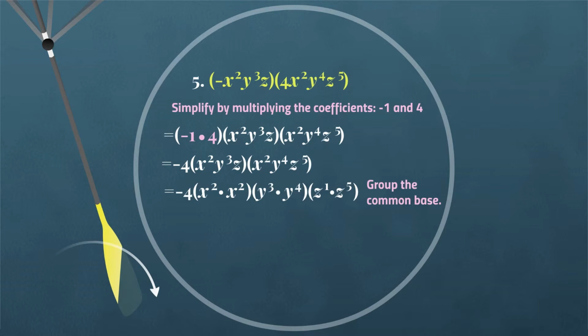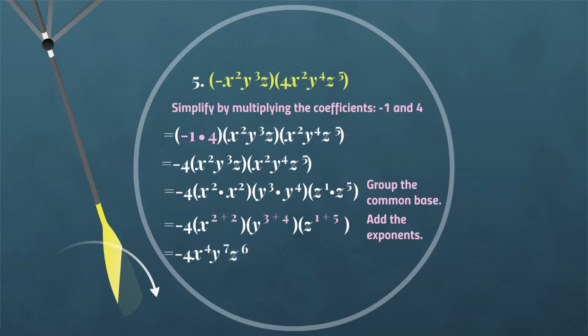We will still follow the same procedure. Add the exponents, and the expression will become negative 4 times the quantity of x to the 2 plus 2, y to the 3 plus 4, and z to the 1 plus 5. After adding the exponents of the powers with the same bases, we get the final answer, which is negative 4 x to the 4, y to the 7, z to the 6. Thus, negative x squared y cubed z times 4x squared y to the 4 z to the 5 is equal to negative 4 x to the 4 y to the 7 z to the 6.